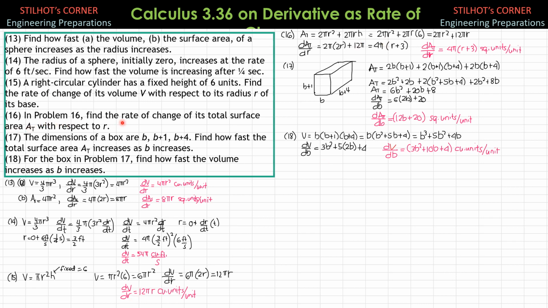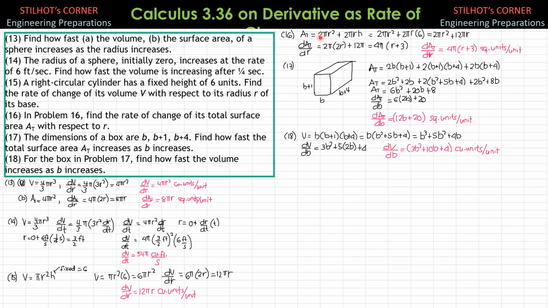16, in problem 16, find the rate of change of its total surface area, area T, with respect to r. So the total surface area is the area of the top and bottom, which are circles. So 2 times pi r squared, that would be the area of the top and bottom. Lateral area is, if you cut the cylinder, the lateral area is a rectangle with height h, which is fixed, and base, circumference of the base 2 pi r. So that's why the lateral area is 2 pi r. Length, imagine it is just a rectangle that is rolled, times height h.